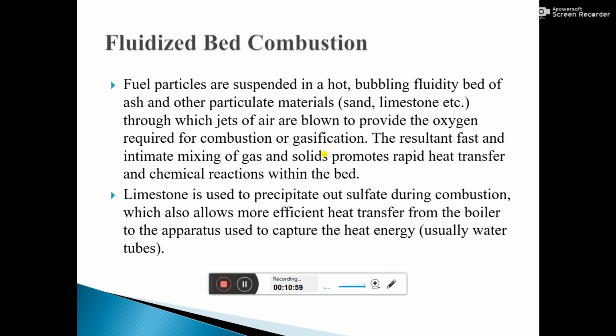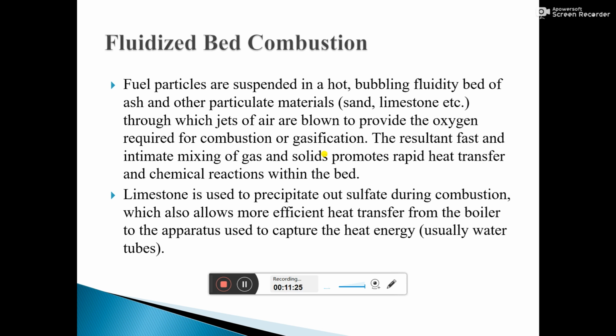Fluidized bed combustion. Fuel particles are suspended in a hot, bubbling fluidized bed of ash and other particles such as sand, limestone, etc., through which jets of air are blown to provide the oxygen required for combustion or gasification. The resultant fast and intimate mixing of gas and solids promotes rapid heat transfer and chemical reactions within the bed.